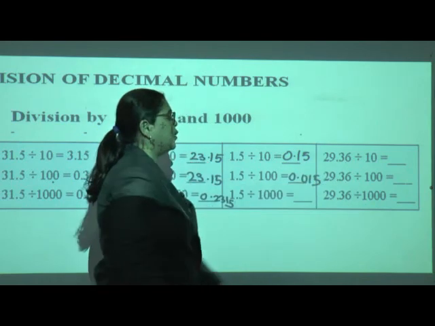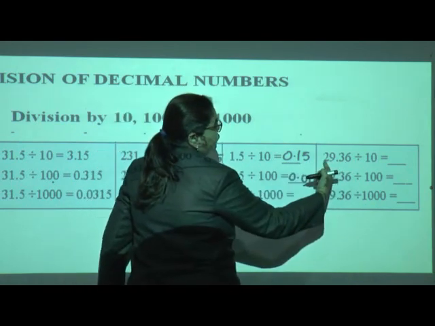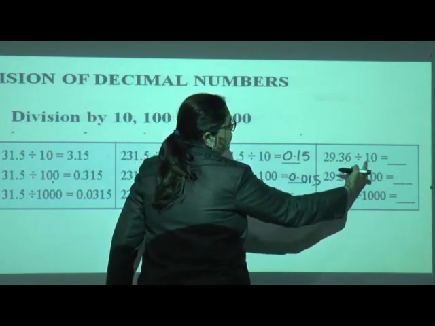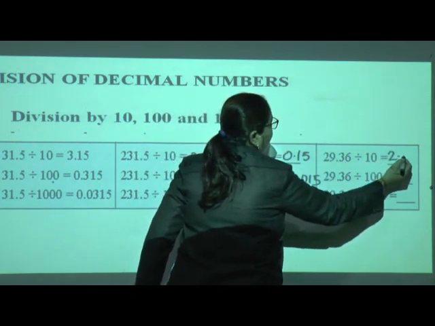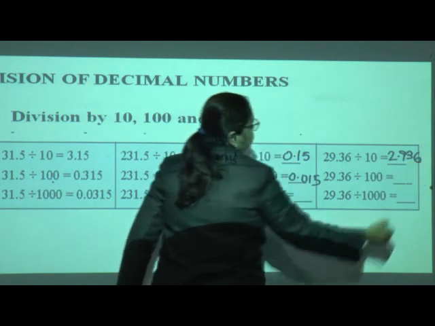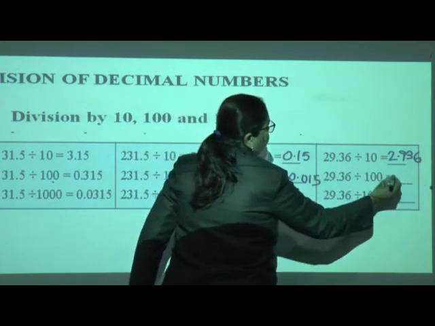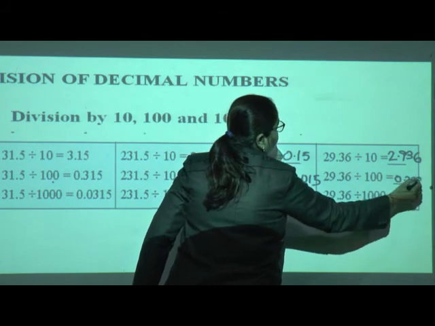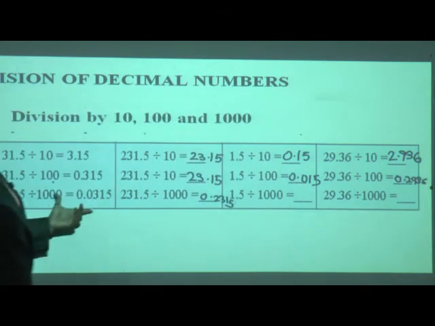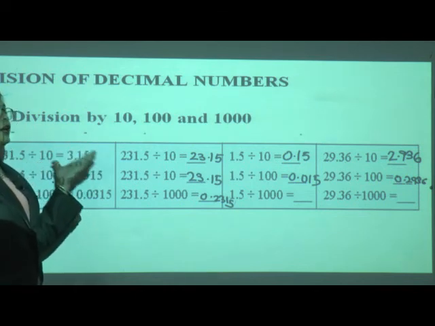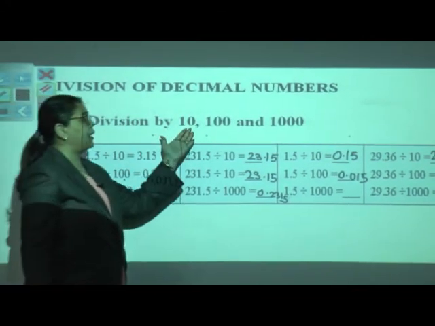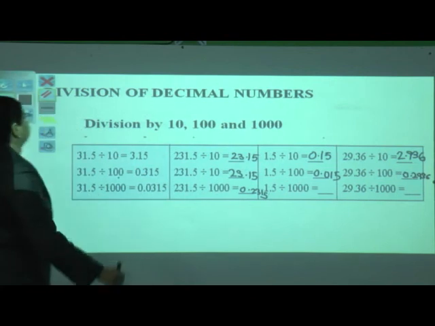Similarly, we will show one more example here, then we will shift to the next. Here we have 29.36 divided by 10, which means it will again go back one digit, so your answer will be 2.936. Here it will go 2 places back, so it will be 0.2936. I think everyone understood. We have done many different examples here. So without solving, without doing the steps, we can write the decimal point when it is divided by 10, 100 and 1000.